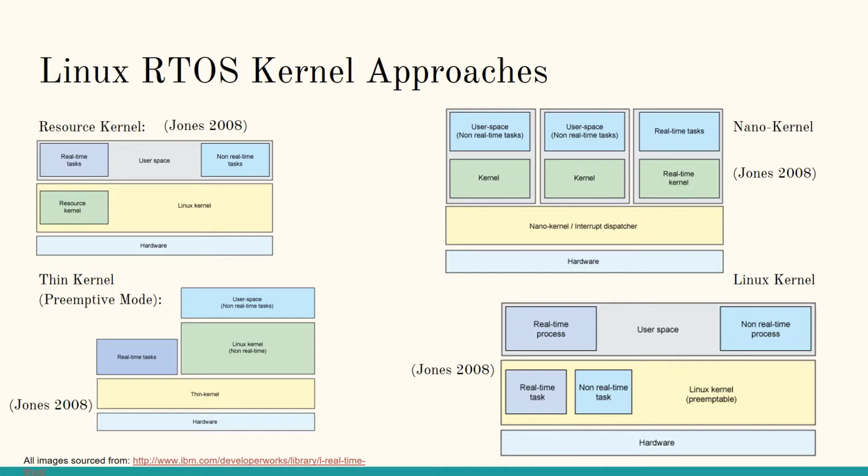And then the thin kernel is essentially separate from the Linux kernel itself, as you can see by having a hardware layer, then the thin kernel, then the Linux kernel itself. And then to the right of that, you see the Linux kernel itself, which is basically representing when you enable preemptible mode for that Linux kernel to allow for soft real-time performance.